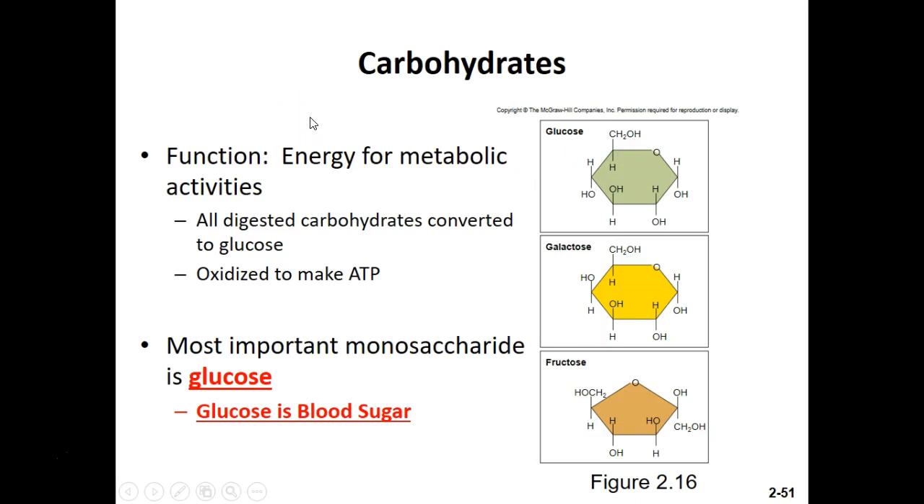So let's talk about those four macromolecules. The first one is carbohydrates. Carbohydrate gives us the energy that we use for everyday work. The energy that we take in, carbohydrates, typically is converted to glucose, and glucose is then digested and oxidized to produce ATP through cell respiration.